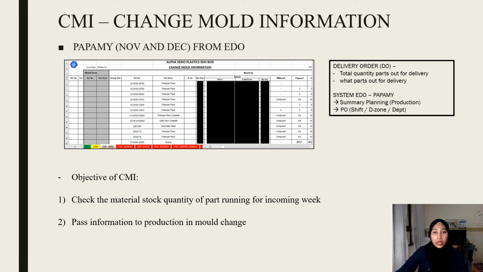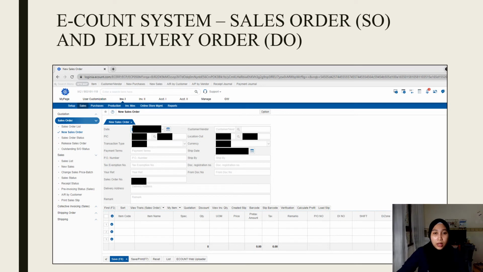Additionally, I learned how to key in the information of change model information for Panasonic for November and December. The objective of CMI is to check the material stock quantity before running the required amount of parts for the incoming week, other than passing information to production in mold change. The detail of parts quantity must be obtained from EDO, or e-delivery order system, of Panasonic. In addition, I was also exposed to account system to update the sales order, purchase order, and delivery order.